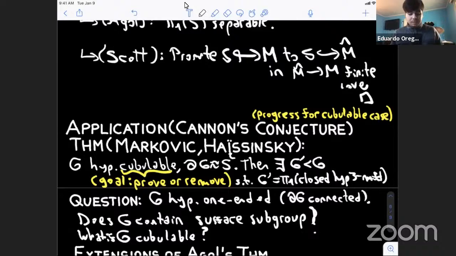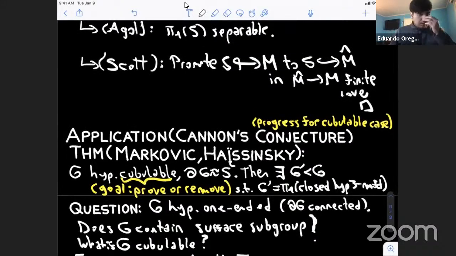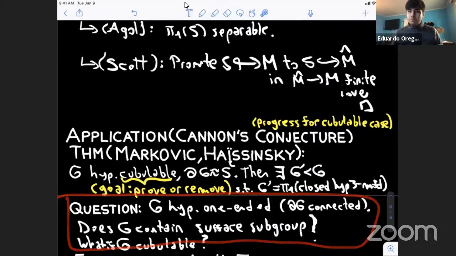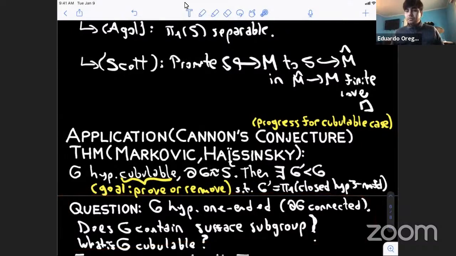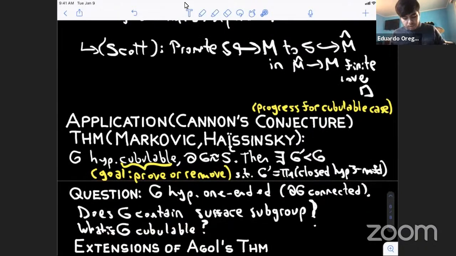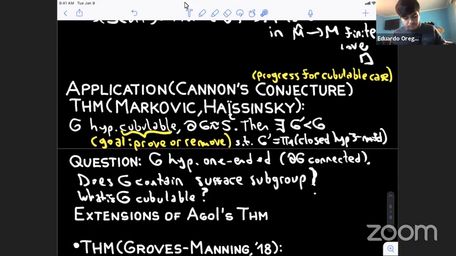In any case, something is known. I think for some models of random groups, we generally find surface subgroups. But anyway, the question of finding nice subgroups is hard. But I think I'm out of time.